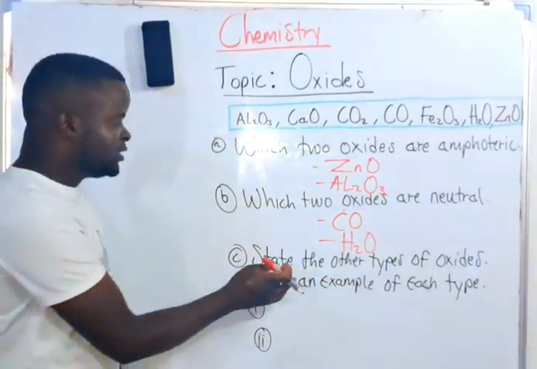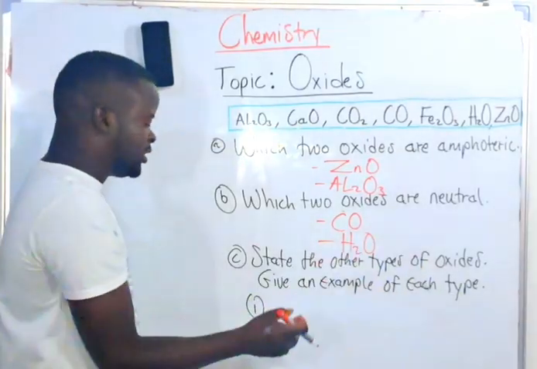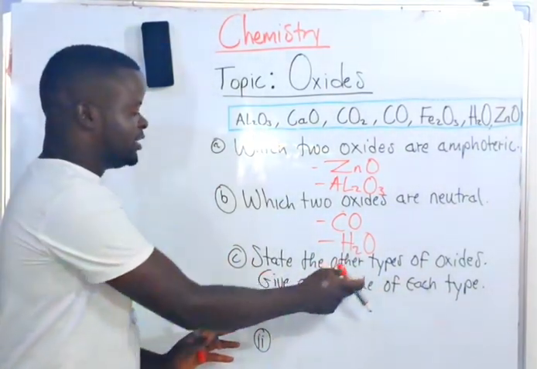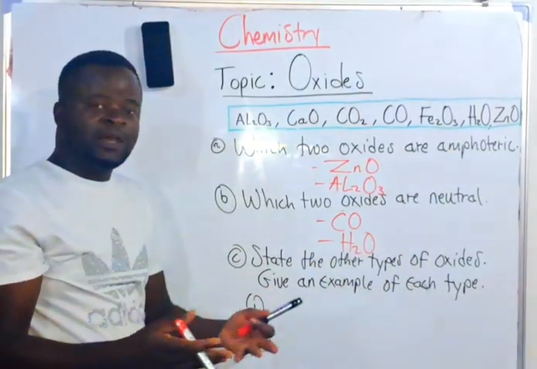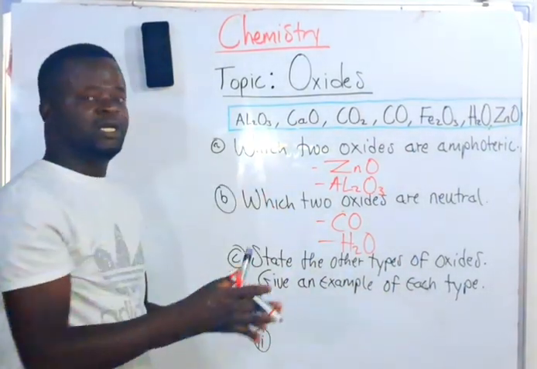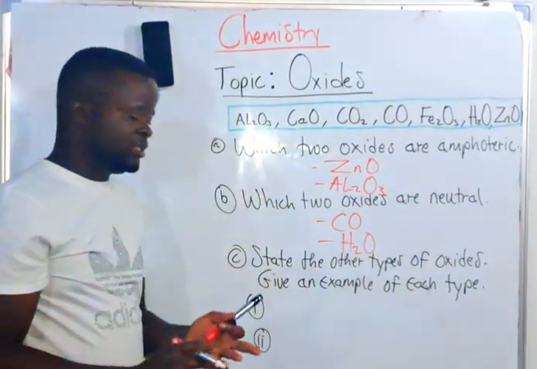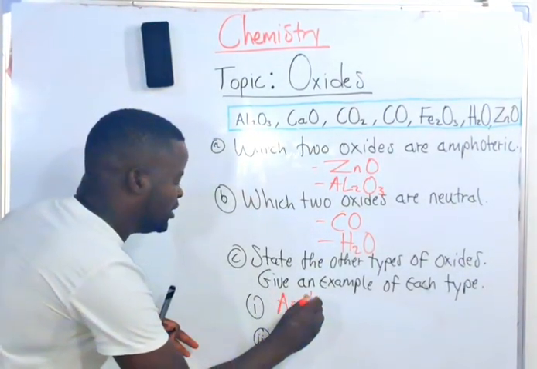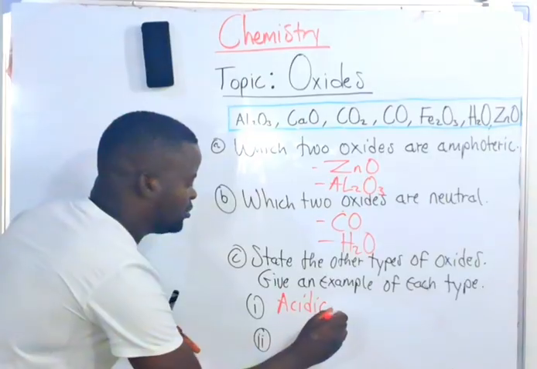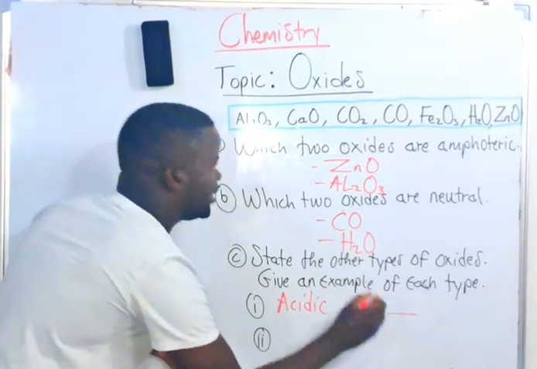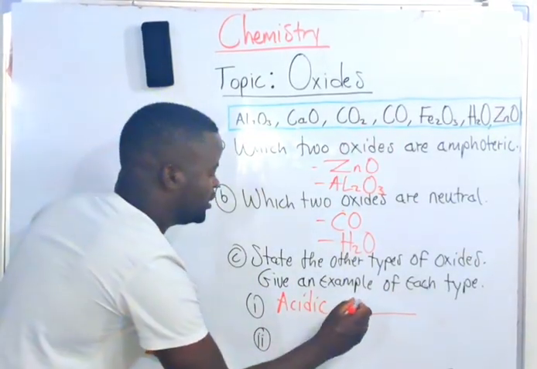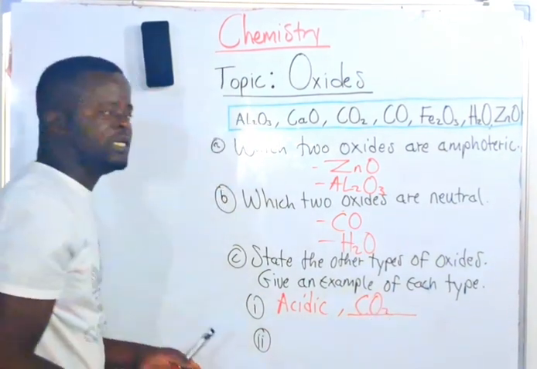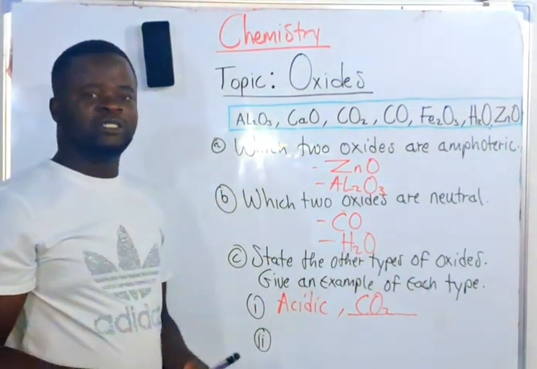Question C is saying, state the other types of oxides. State the other types of oxide and give an example of each type. So, the other types of oxide that we haven't talked about here are basic and acidic. So, let's go. If I say, a good example, the other type is acidic oxide. Then the example that I can pick on this list is going to be carbon dioxide.